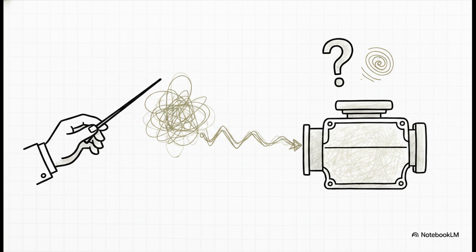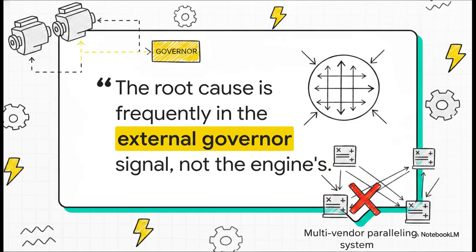But listen, if the conductor is waving the baton off-tempo, the muscle is just going to follow along. It is an external calibration issue, not an internal hardware failure. If you take a screenshot of anything today, make it this quote right here. The root cause is frequently in the external governor signal, not the engine's control system. Because this interface is such a common integration point in multi-vendor paralleling systems, it is literally the absolute first place you should look when generators stop playing nicely together.